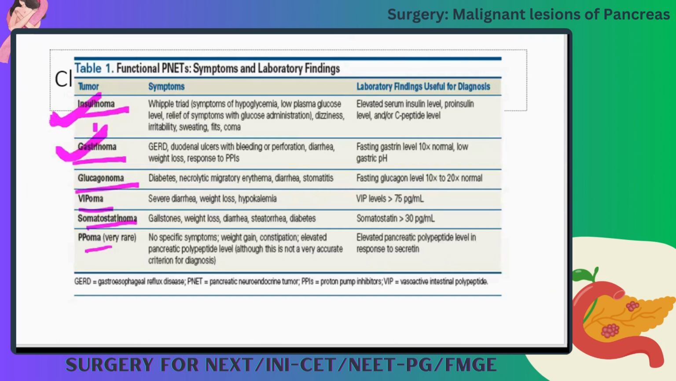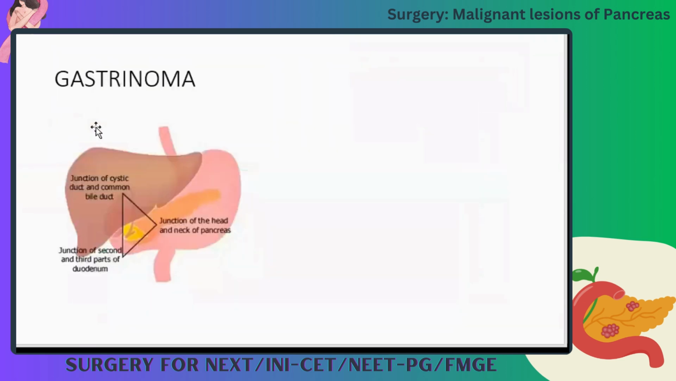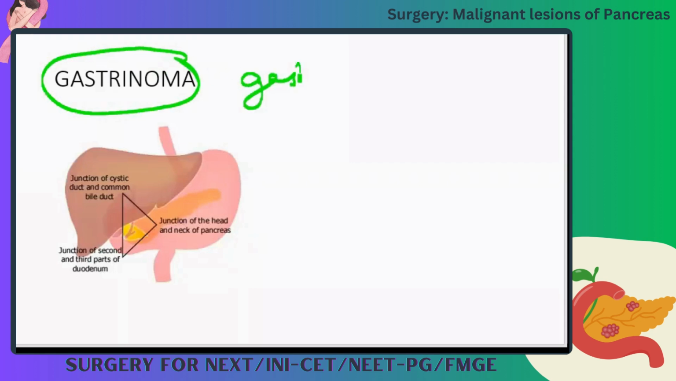Insulinoma, the insulin secreting cells will get tumors. Gastrinoma, gastrin secreting cells will get tumors. So we'll just see here. This is gastrinoma, tumor of the gastrin producing cells. See here, this is a triangle. The gastrin producing cells are located in this triangle.